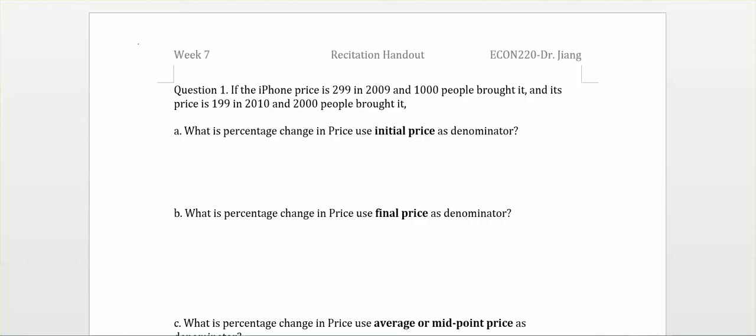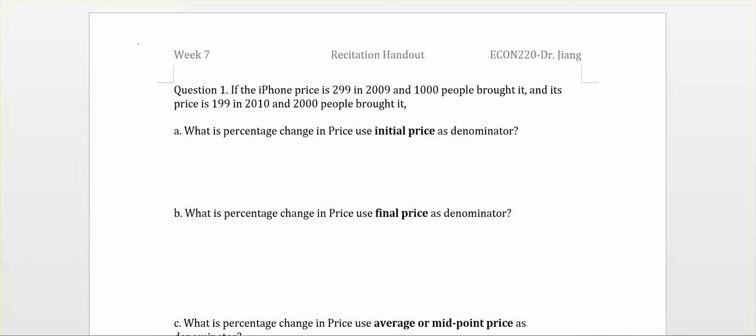Because you should remember, if you want to calculate elasticity for demand, the first step you need to do is calculate the percentage change in price and in quantity. Here we emphasize the 3 approaches to calculate the percentage change in price. The first is use the initial price as denominator, the second is final price as denominator, and the last is average or midpoint price as denominator. So we have 3 different approaches.